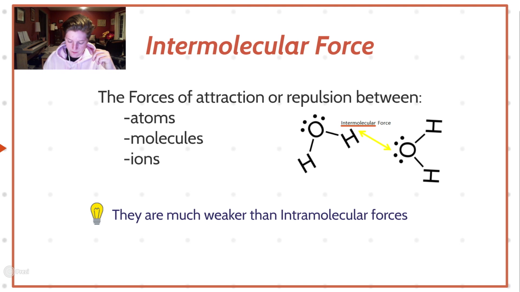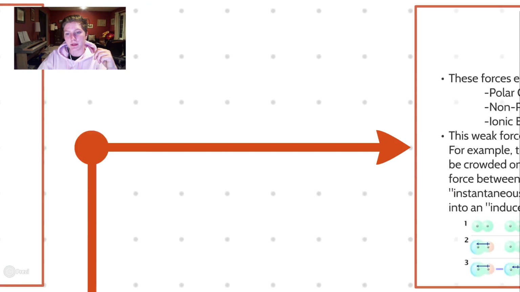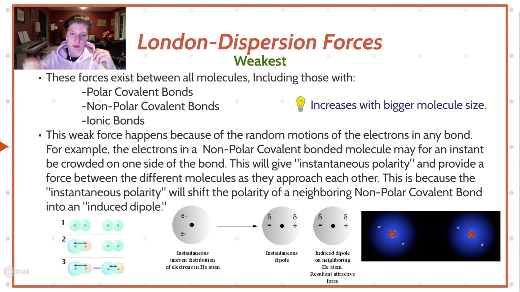And different types of intermolecular forces give different types of melting points, boiling points, stuff like that. So the first one is the weakest one. It's London dispersion forces. They exist between all molecules, always. So polar covalent bonds, nonpolar covalent bonds, ionic bonds. And LDF increases with bigger molecule size.